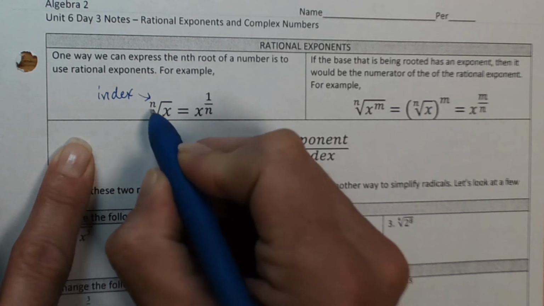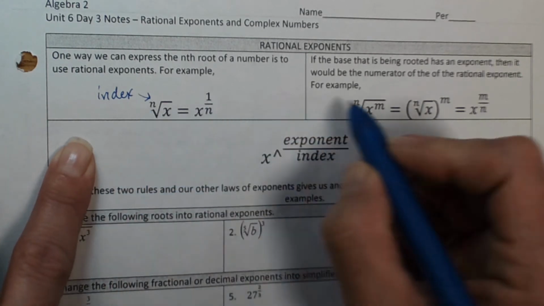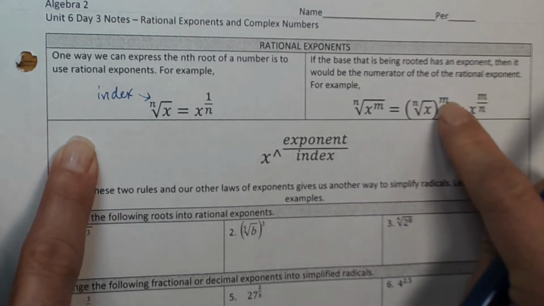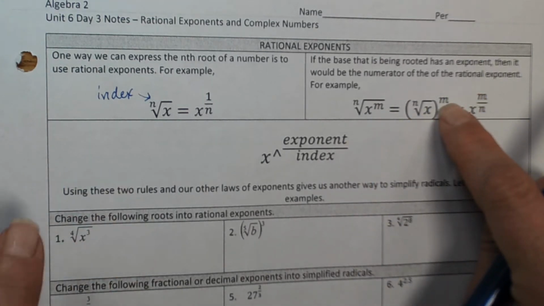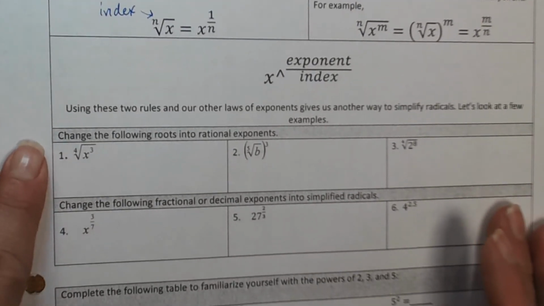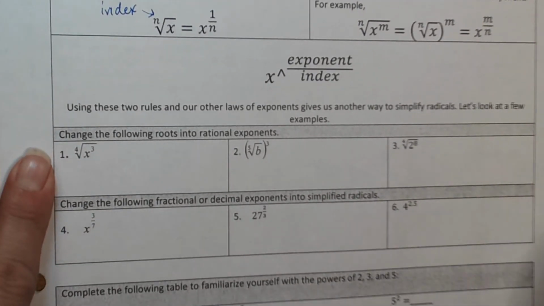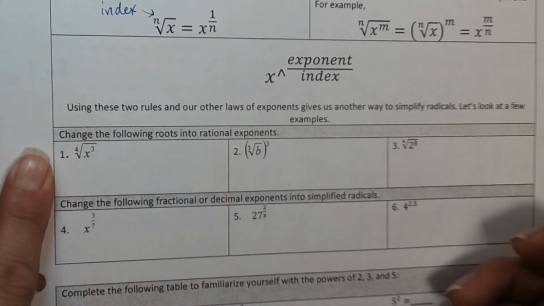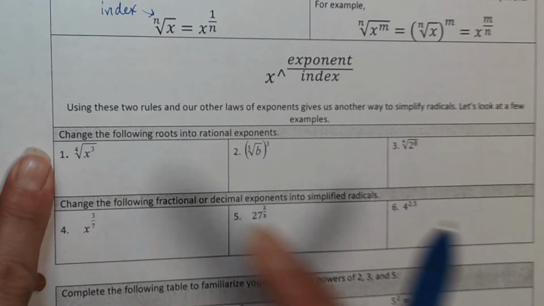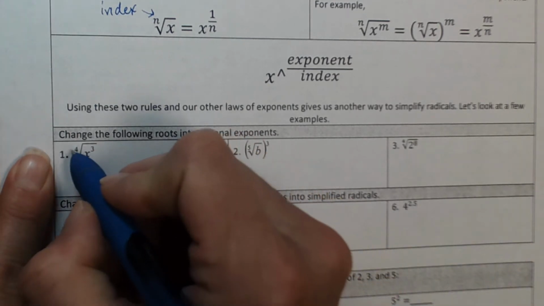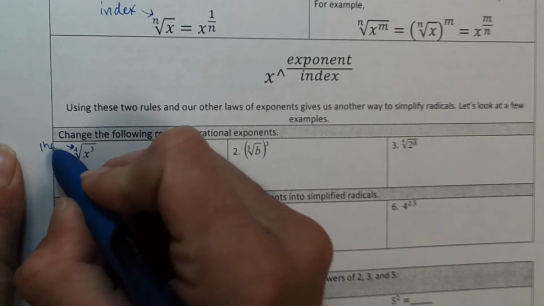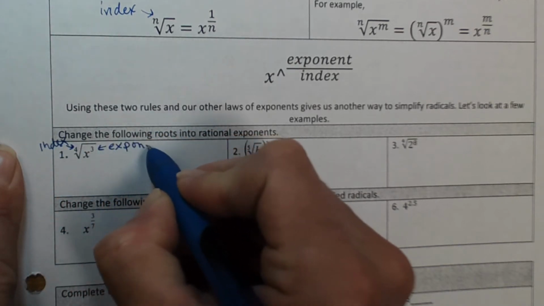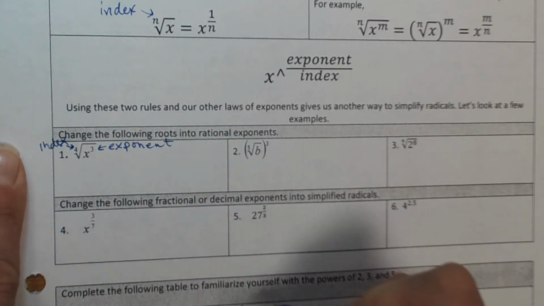So again, remember the index is the number outside the root, and then the exponent would be what is raised underneath the radical, or like I said, it could also be outside the radical. Okay, so first thing that we're going to do is look at going back and forth from our radical form to the exponential form, and then from our exponential form to the radical form. Remember, this is our index, and then this would be our exponent. So it's always going to be exponent over index.